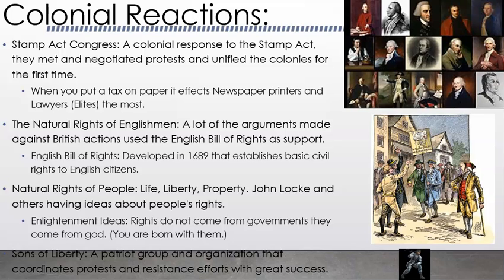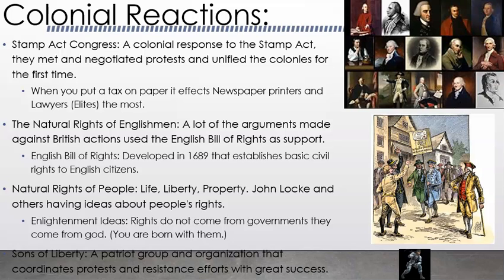So, the Stamp Act Congress, colonial response to the Stamp Act. They meet, negotiate, protest, and for the first time they unified the colonies. If you get anything from the Stamp Act Congress, know that it's the first time that the colonies are ever unified. And part of why that is because when you put a tax on paper, it affects people like newspaper printers and lawyers, which are like the elites. And the elites are going to be affected the most, so the elites are going to move and make the change. It's not like John Farmer or Stephen, shipbuilder that's getting this tax. It's mostly the elites, and they do not like it.